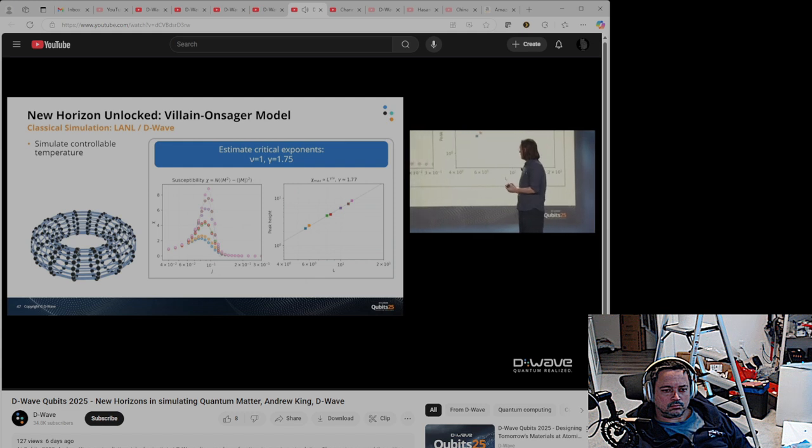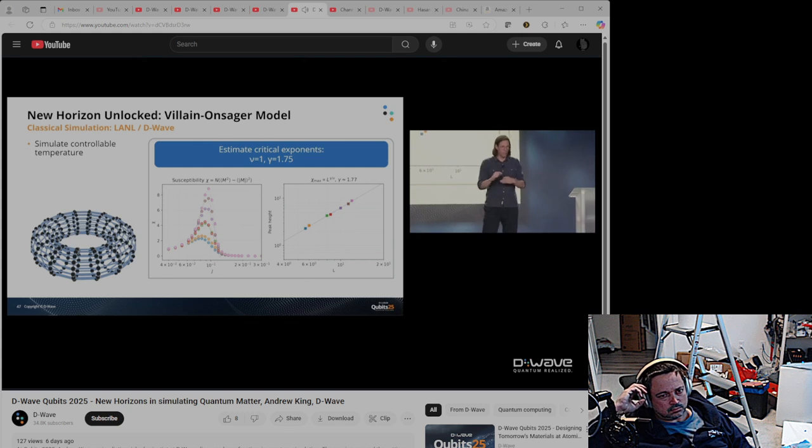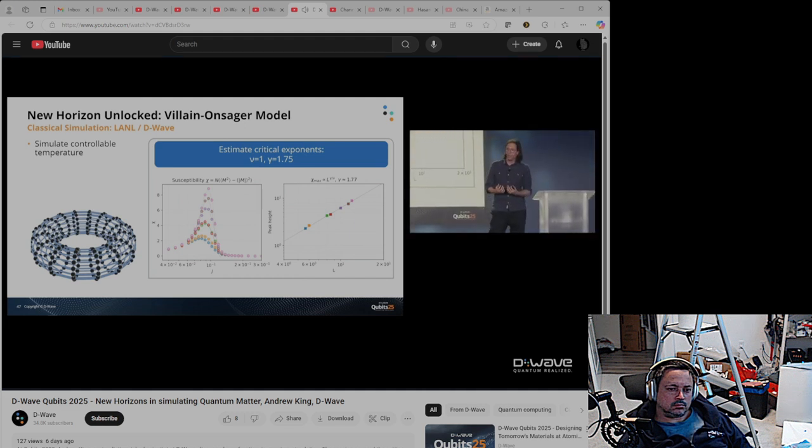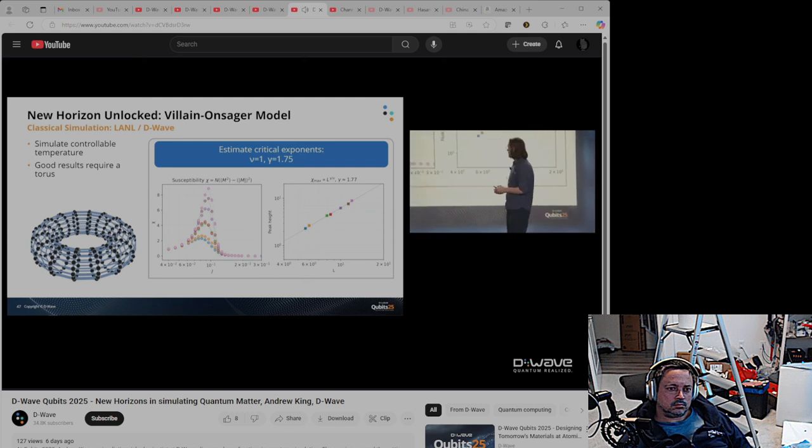And the reason it's very hard to do, well, it's a bit technical. I'm not going to get into it. But one way to make this better and to make it work is you can actually embed a torus. Embedding a torus really gets rid of a lot of problems that you have with this simulation. And we're able to do this for the first time in a quantum annealer in Advantage 2. So good results require a torus, and this is a solved model with tunable frustration.